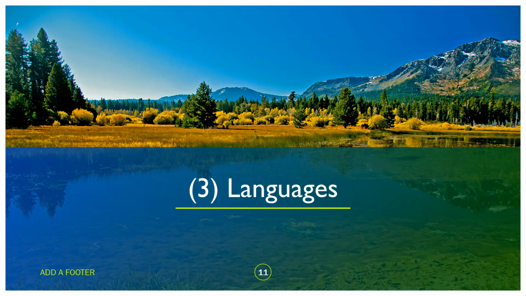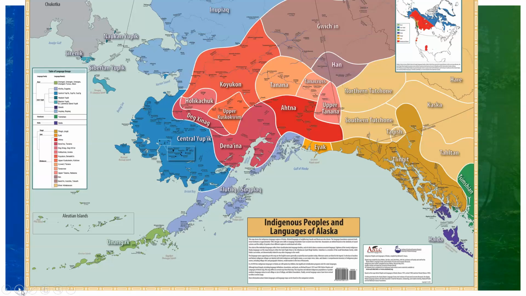Let's now talk about the language diversity of Native Alaskans. That's one way of getting a bird's eye view of Alaskan Native groups. There are 20 different Alaskan Native groups, sorry, 20 different Alaskan Native languages.